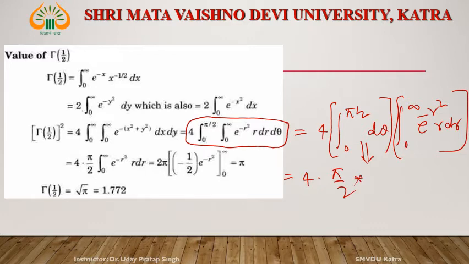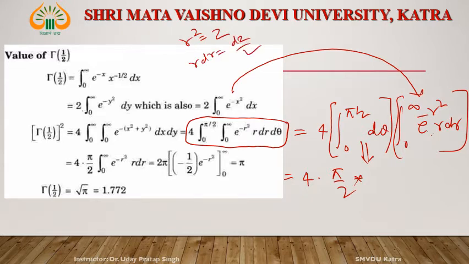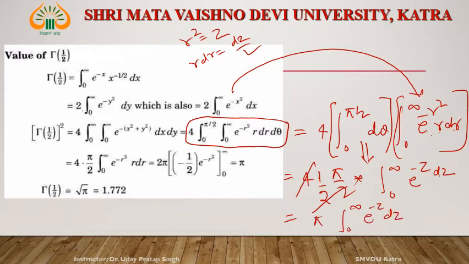Into what is this integral? This integral is e to the power minus r square into r dr. So integrate it. Let r square be equal to z. Then r dr is equal to dz by 2. So in limit 0 to infinity, e to the power minus z, and r dr is dz by 2. So this 4 cancels out. This one is pi times the integral 0 to infinity e to the power minus z dz, and we know that this integral is 1. So this is equal to pi.